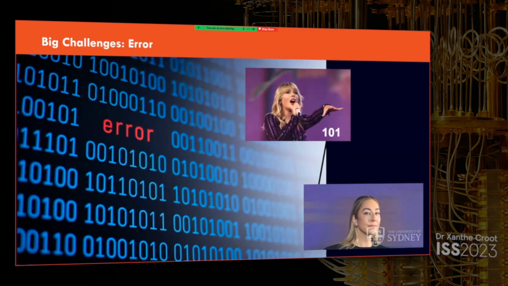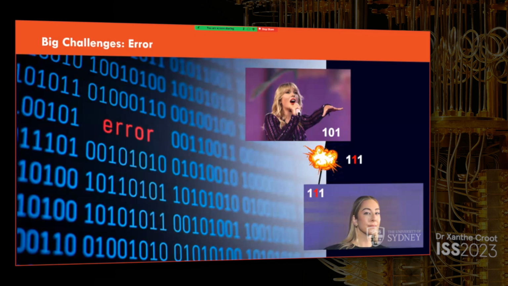So if Taylor Swift wishes to send SD some information, and say she wants to send SD 101, what can happen, and what really regularly happens, is that along the way, that information is corrupted. And so that middle 0 will flip to a 1.